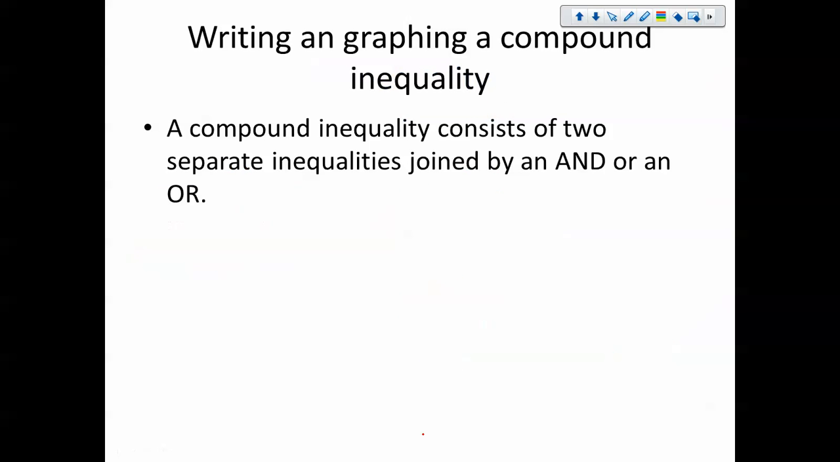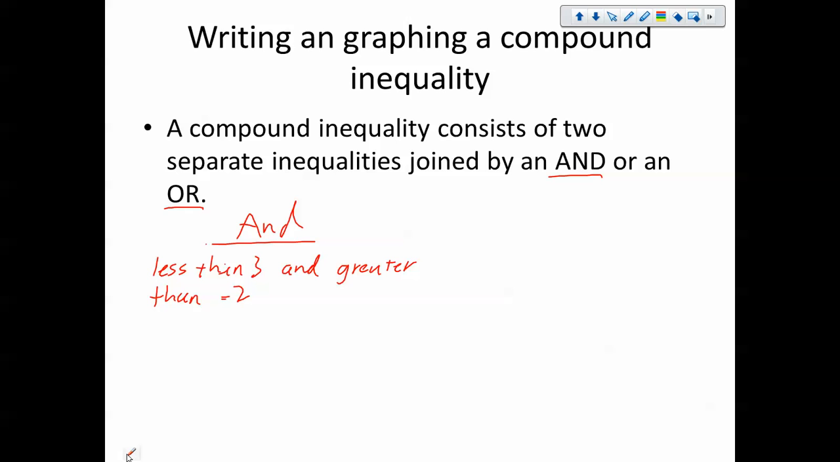So let's get started. A compound inequality is an inequality that consists of two different inequalities that we are combining into one, and they are joined by an and statement or an or statement. Now, and statements will say something like less than 3, and greater than -2. Notice that we're setting two different conditions for this number.